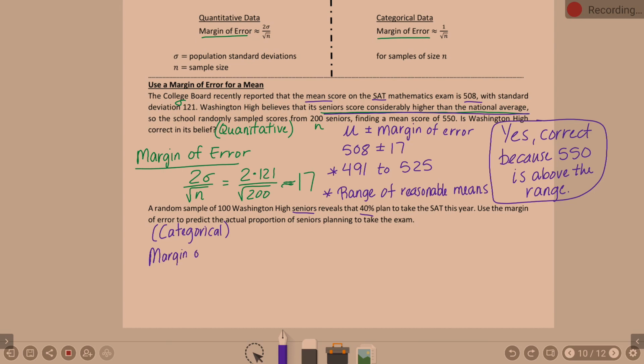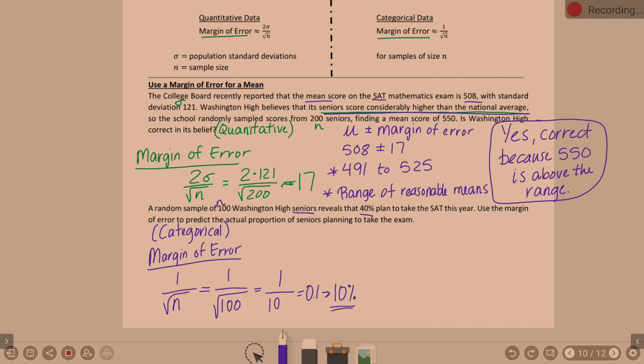Margin of error formula this time is what then? 1 over the square root of n. What if I challenge you to do this one without a calculator? It's doable. What is n? 100. So 1 over the square root of 100. What's the square root of 100? So 1/10. 1/10 is 0.1. What is 0.1 as a percent? 10%.